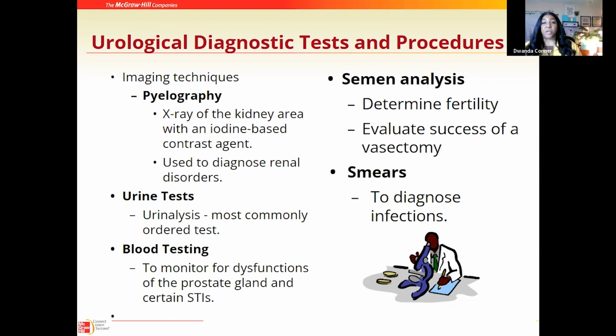Blood testing could occur. There are also lab smears, and that's when a slide is created. Smears are done to diagnose infections. And then the last one would be a semen analysis. The semen analysis could be done for different reasons, but usually it's done to be able to determine the fertility of the male or evaluate the success of a vasectomy that has already occurred.